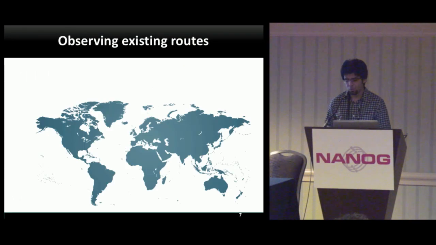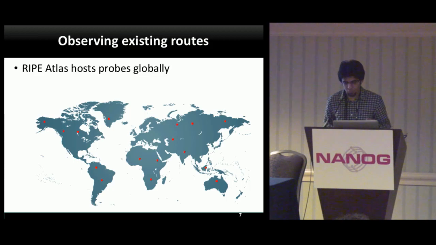Okay, so we have seen how we model routing policies and the AS-level topology. After this, we needed some real network paths to compare our models with. To do this, we used RIPE Atlas. RIPE Atlas hosts thousands of probes across the globe. We can use these probes to carry out network measurements like traceroutes, pings, and DNS requests.